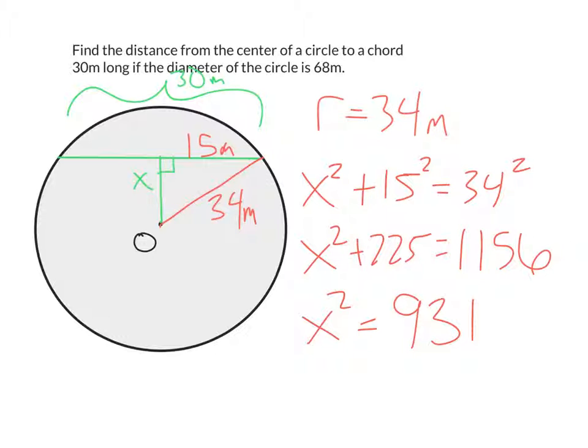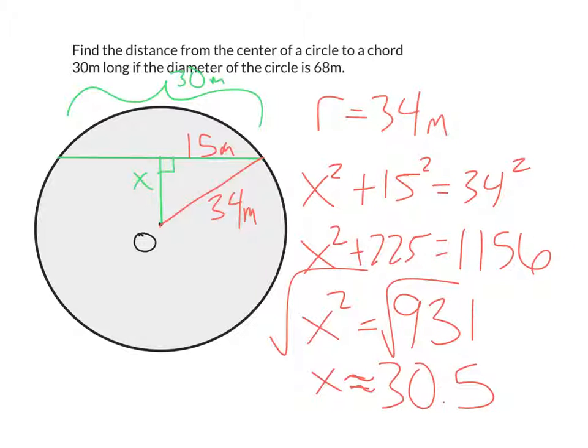I don't think I can really simplify that. I'm not even going to mess with it. But let's take the square root of it. So I'm going to get x is equal to, if I square root, 30.5, roughly. So I'm going to make those squiggly equals. And that's meters. All right. That's my distance to that chord. So I brought in the Pythagorean Theorem, a blast from the past, if you will.